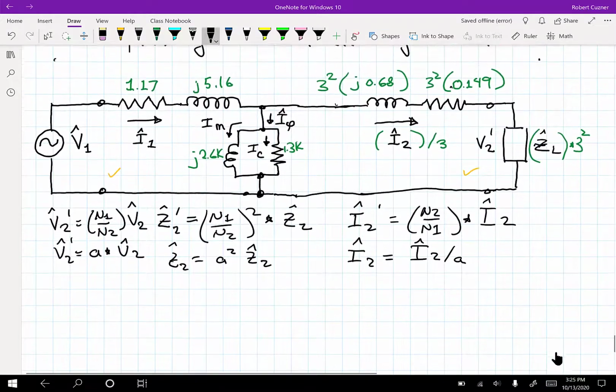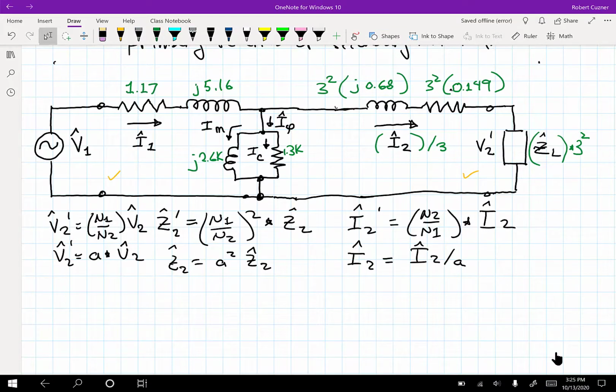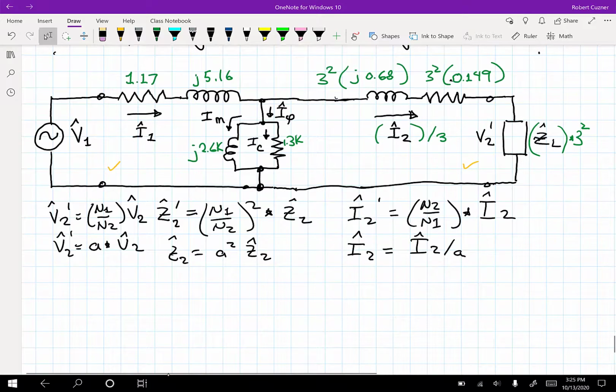So then we can take this circuit right here and simplify it, and now we've got all of the primary side parameters. I'll just list them. We've got XL1 is 1.17 ohms. I'm sorry. We've got R1, XL1. These are all ohmic quantities.